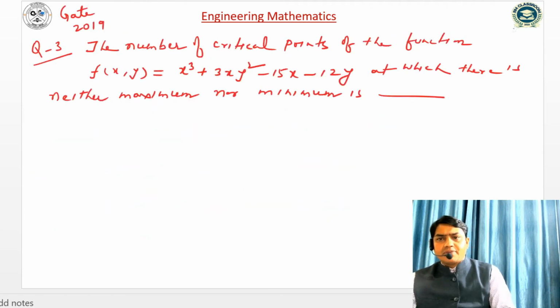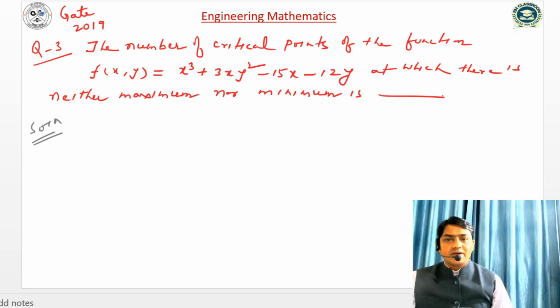Let us take another problem. This question was asked in GATE 2019. The number of critical points of the function f(x,y) at which there is neither maxima nor minima. We have to check the number of points where the function attains neither maxima nor minima, or we can see that the value of rt minus s square at that point is less than 0.